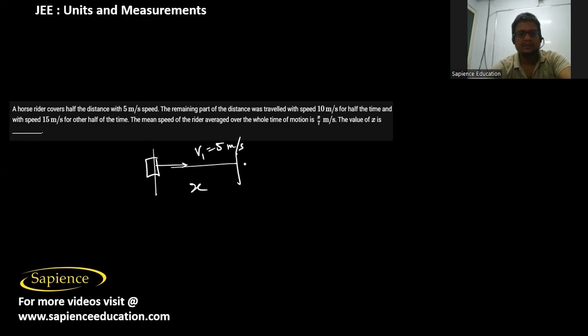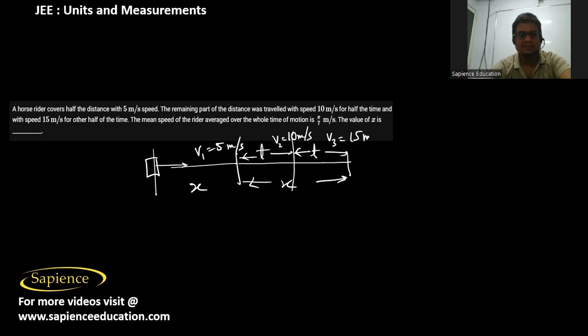The remaining part of the distance, that is x, was traveled with a speed of 10 meters per second for half the time, and with 15 meters per second for the other half of the time. So here let's say he took time t, and here the speed v2 was 10 meters per second, and here also the time taken was t. And in the third case the speed was 15 meters per second.